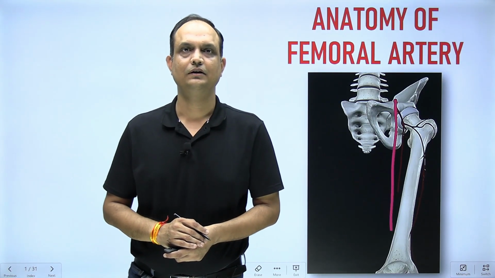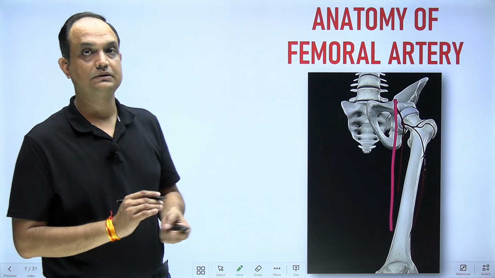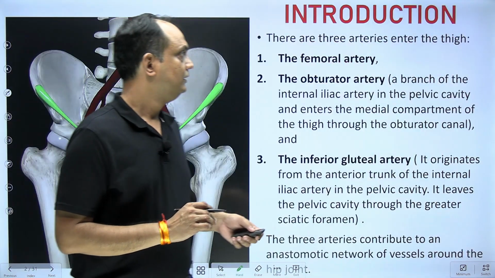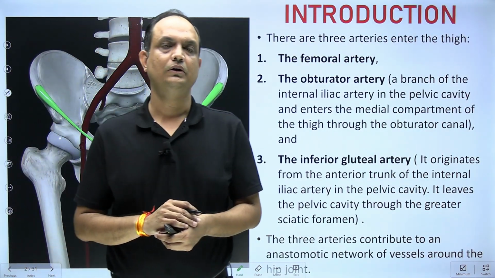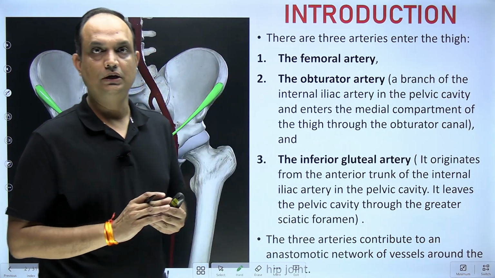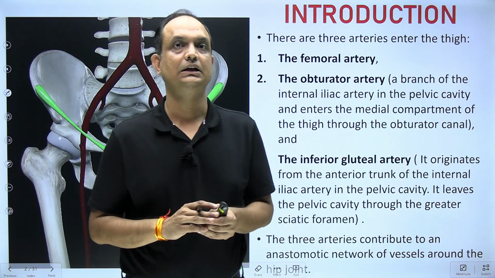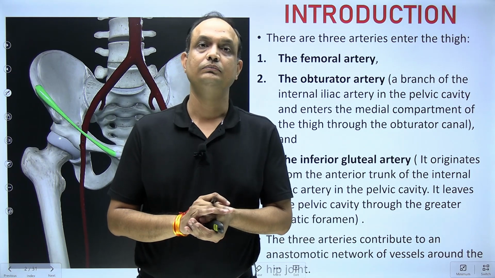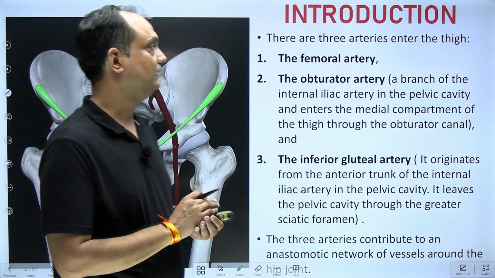Hello students, in today's lecture we will discuss the anatomy of the femoral artery. So my dear students, whenever you are talking about the blood supply of the thigh and the lower limb, you have to understand that there are three arteries which enter into the lower limb from three different parts. So what are these arteries?